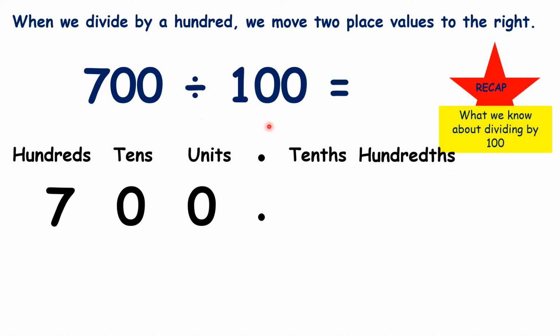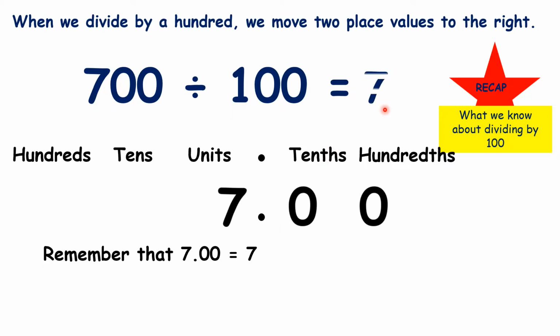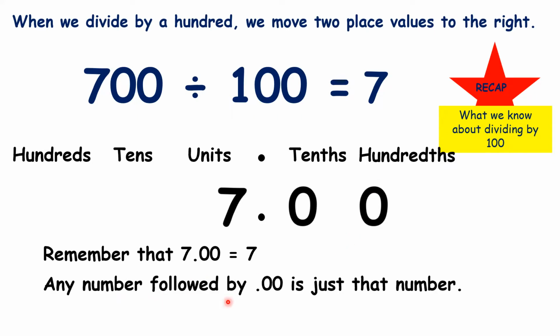So when we divide by 100, we move 2 place values to the right. So 700 divided by 100 is 7.00, and 7.00 is the same as 7, because all the .00 tells you is that you don't have any tenths and you don't have any hundredths. So any number followed by .00 is just that number.